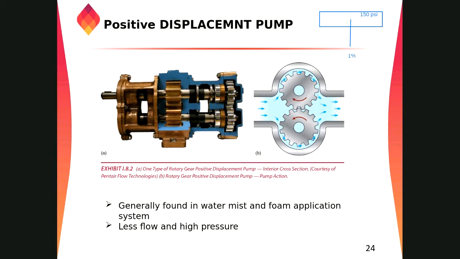or 3% or 6% of foam. So the remaining 99, 97 or 94% is water. So we need only a small amount of foam in the water. The foam and water mixed together make a foam blanket for fire protection of liquid fire or chemical fire. That is the other part. So in that case, we are using the positive displacement pump, which we are not going to discuss in detail because this pump is very limited in fire protection systems, except for water mist or foam application systems.